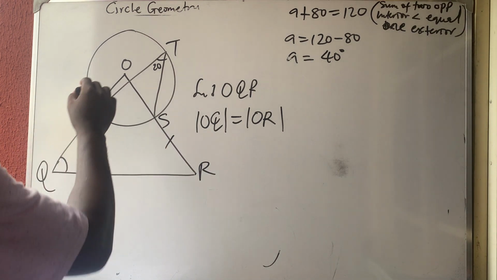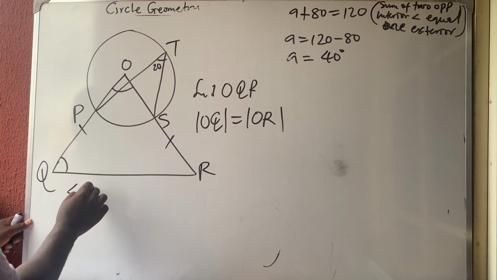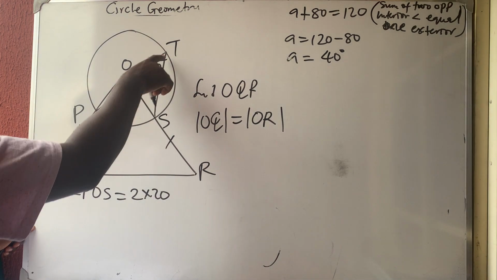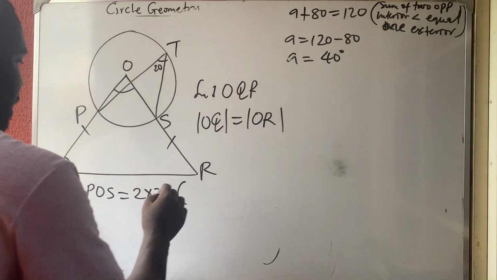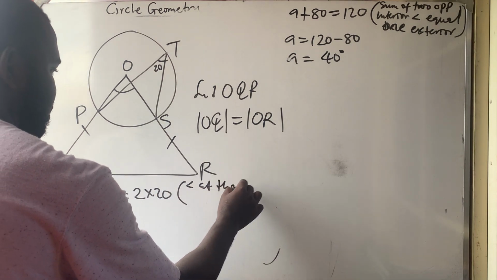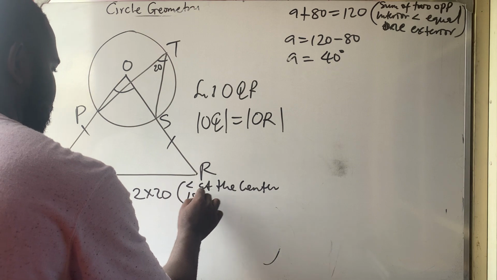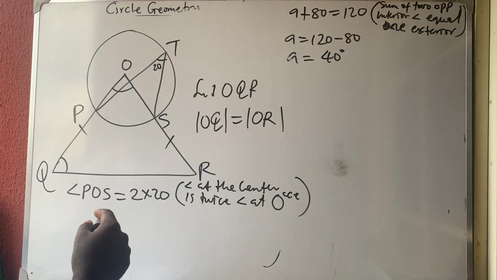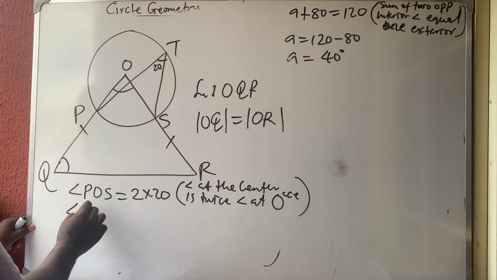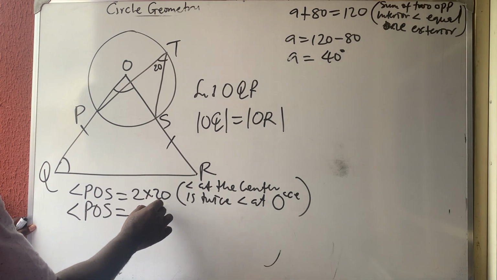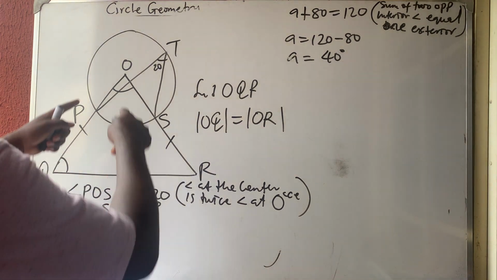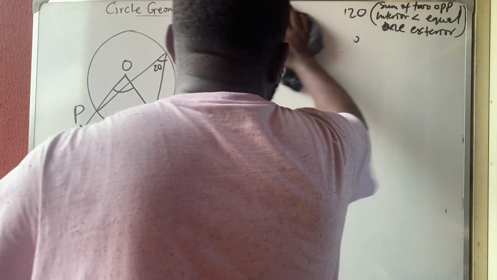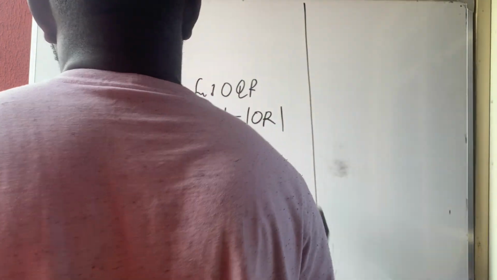Now to get this place, angle POS is equal to 2 times 20. It is called angle at the center is twice angle at the circumference. So angle POS is 40 degrees. Since these two lines are equal, it shows that the base angles are equal, and it is called the base angles of an isosceles triangle. Don't forget.